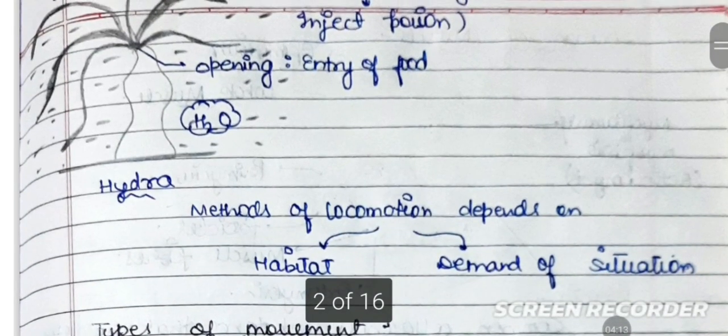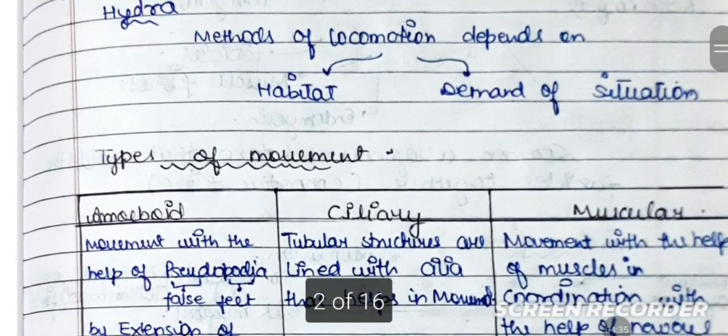Now, when we talk about methods of locomotion, the methods of locomotion depend upon habitat as well as the demand of the situation. If a lion is in front of me, then I would have to run. It's a demand of the situation. I need to run to save my life. So these are the things on which the methods of locomotion depend. Now, there are three types of movements.